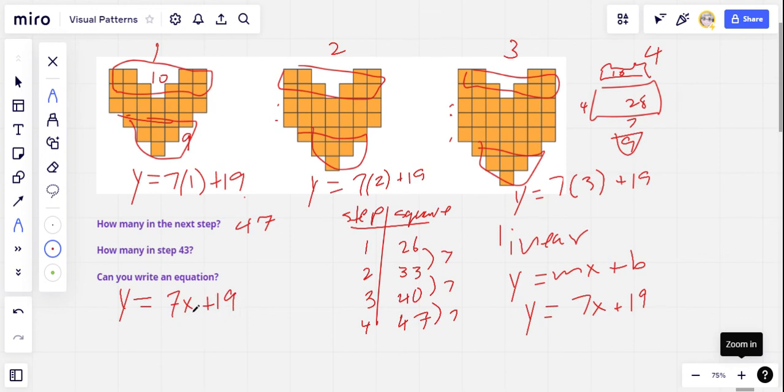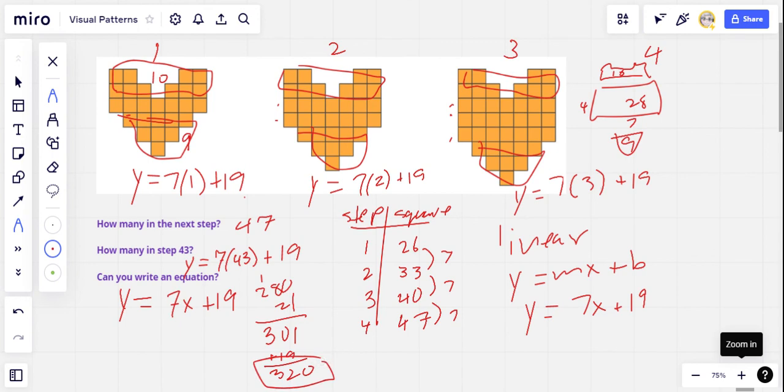Now we can use that to figure out how many in step 43. So we just put in 43 for the step number, so y equals 7 times 43 plus 19. I'm going to try to do this in my head. Let's see. 7 times 40 would be 280. 7 times 3 would be 21. Let's add that together. That's 301 plus 19. That should be 320 squares in step number 43.